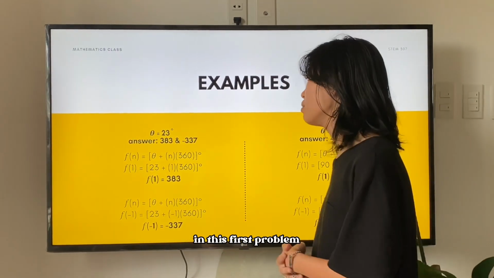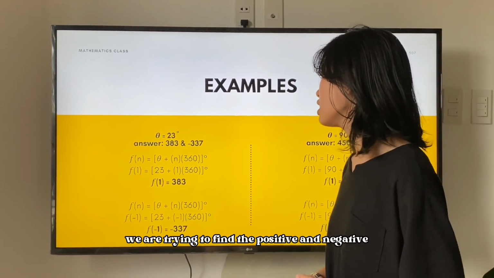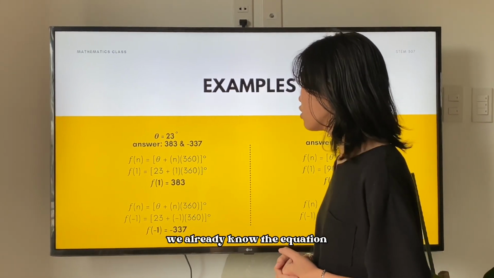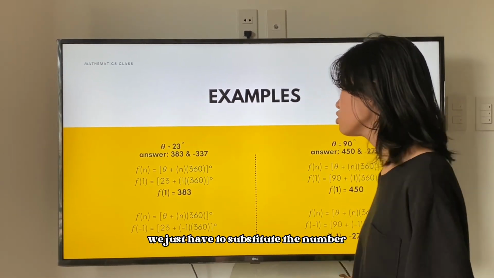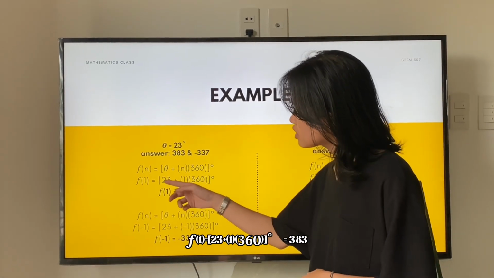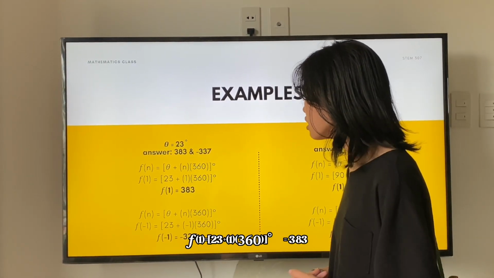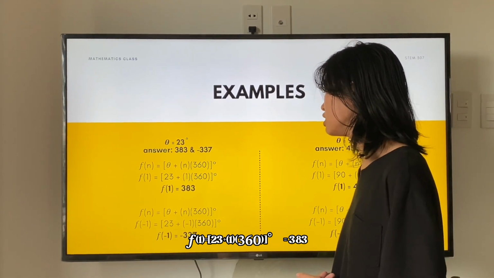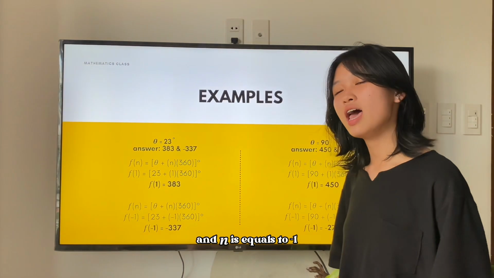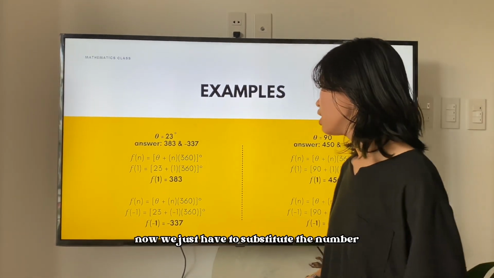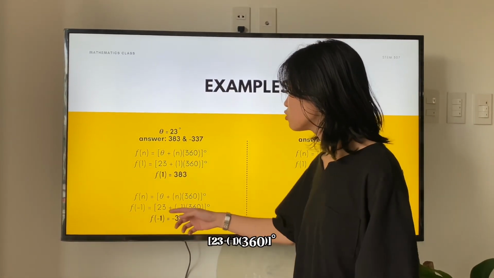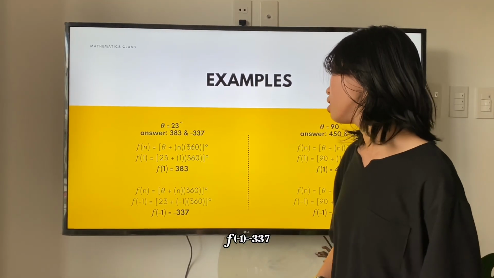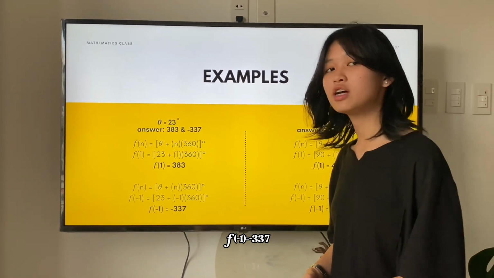In this first problem, we are trying to find the positive and negative coterminal angles of 23 degrees. Now in the previous slide, we already know the equation. We just have to substitute the number. So we have f sub 1 is equal to 23 plus 1 times 360 is equal to 383. Now for the negative side, n is equal to negative 1. Now we just have to substitute the number. 23 plus negative 1 times 360, f sub negative 1, is equal to negative 337.